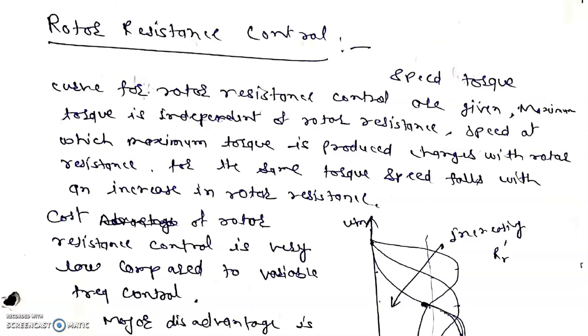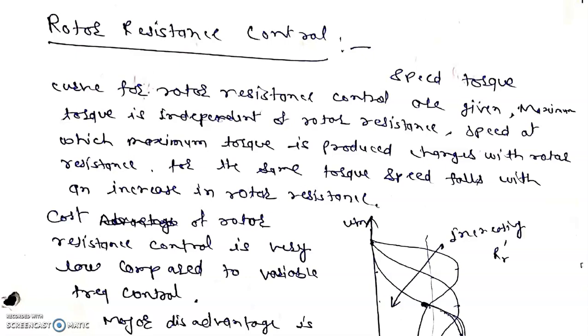Dear students, in the previous lecture, we have studied the various methods of speed control of induction motor drive, like the current source voltage control, VSI control, and CSI control. Now, the next method of speed control is rotor resistance control.